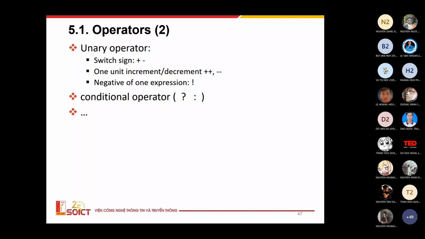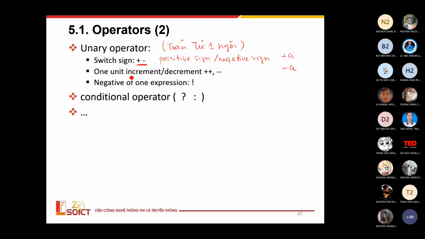For the operator, you have also the unary operator. What is called toán tử một ngôi. Toán tử một ngôi. Những cái vừa rồi là toán tử hai ngôi là binary operator, còn toán tử một ngôi là unary operator. For example, you want to switch the sign between a positive sign and negative sign of a variable. You use this switch sign, plus A or minus A.